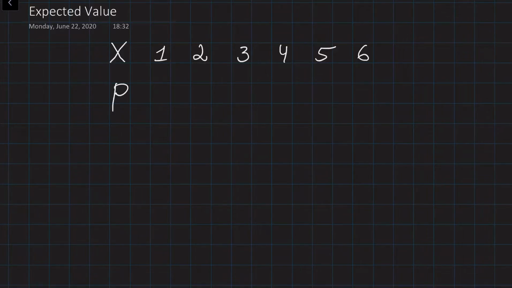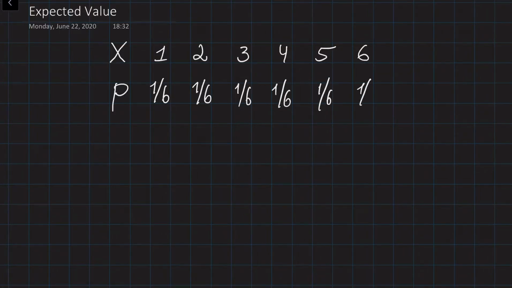So their probabilities are equal as well. The probability of getting 1 is 1 over 6, 1 over 6, 1 over 6, 1 over 6, 1 over 6, and 1 over 6. The reason I'm getting 1 over 6 is that the sum of all the probabilities should be equal to 1. Right?